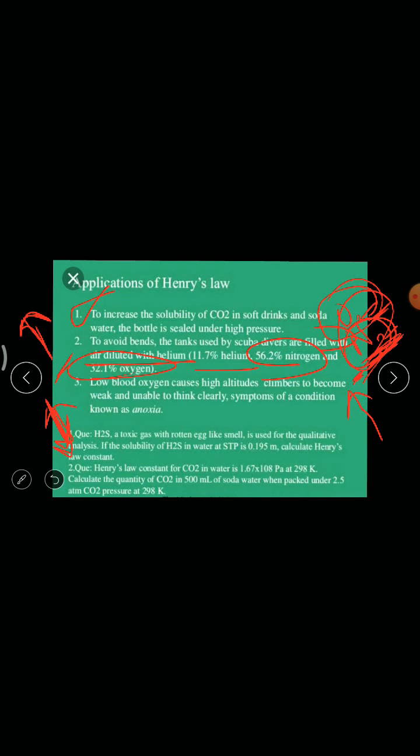Low blood oxygen causes high altitude climbers to become weak and unable to think clearly, symptoms of a condition known as anoxia. For the climbers at high altitudes, the pressure decreases, the pressure of oxygen decreases, and hence the solubility also decreases. So it gives them a problem, anoxia, where they are not able to think clearly, and some of the symptoms are there in the climbers.